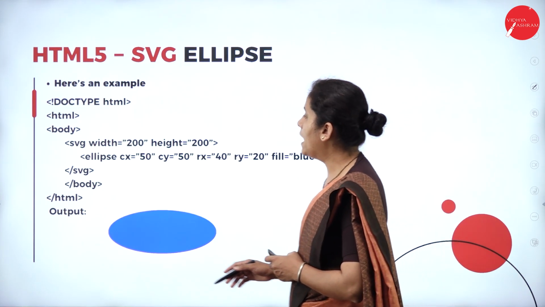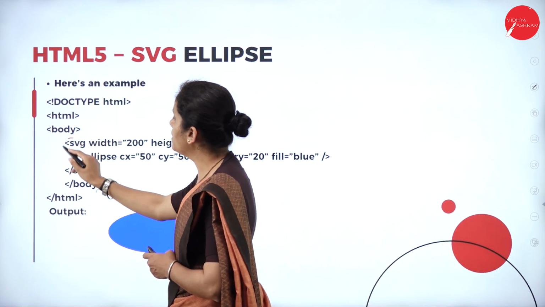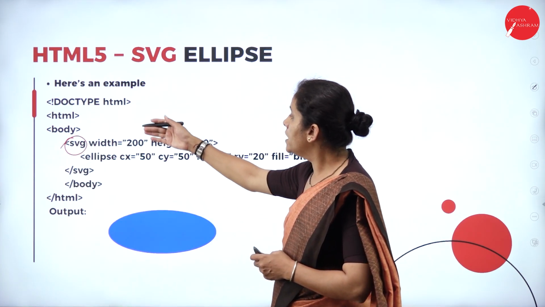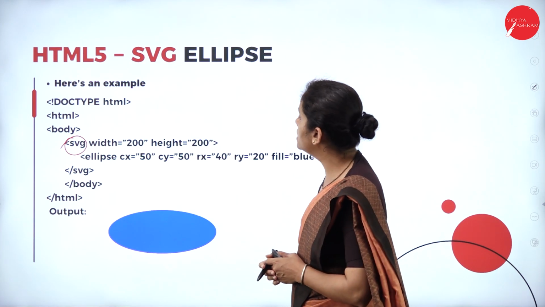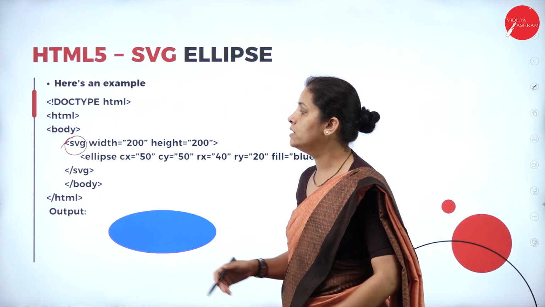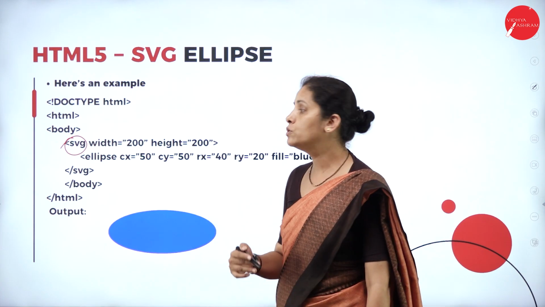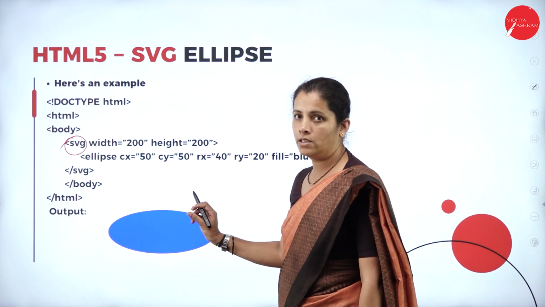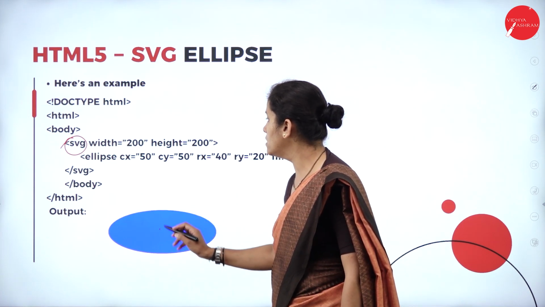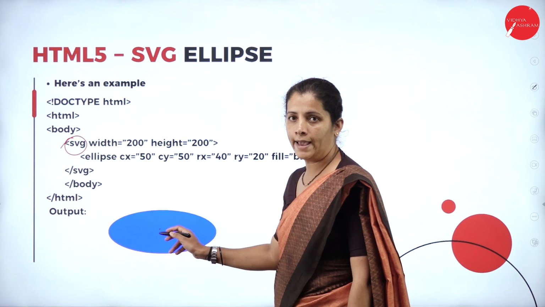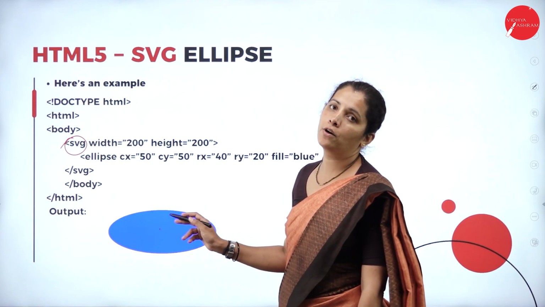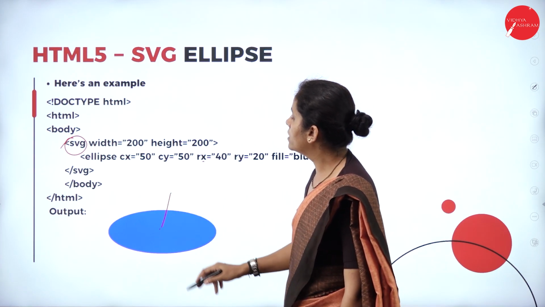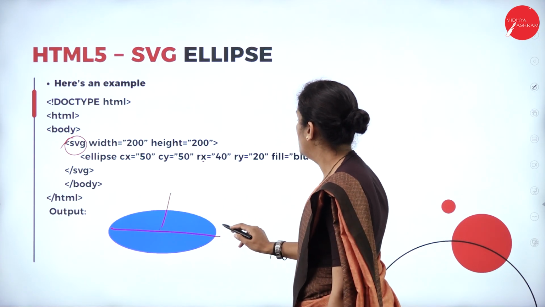Okay, fine. Now I have the code here. I'm using the SVG tag. What is the image width? 200. What is the image height? 200. What do I want to do? I want to draw the ellipse, so I want to get the center point. It is 50, 50: x coordinate 50 and y coordinate 50. And if I consider rx, it is horizontal.